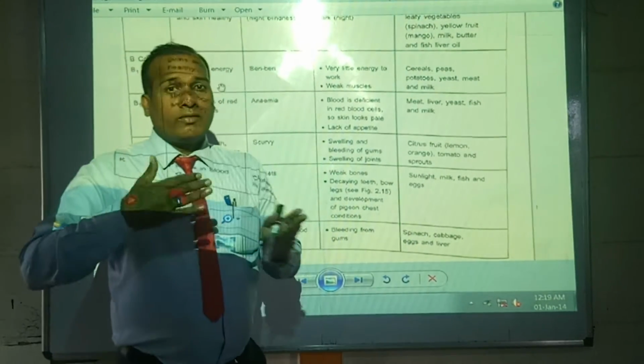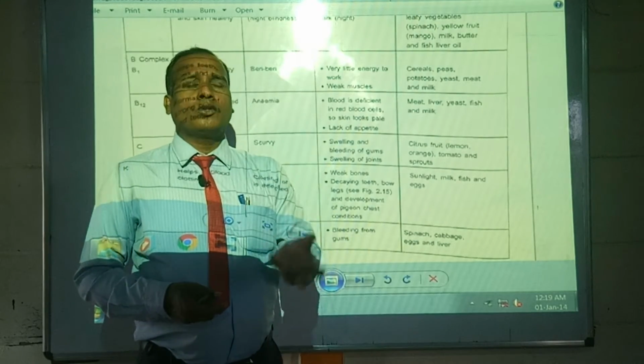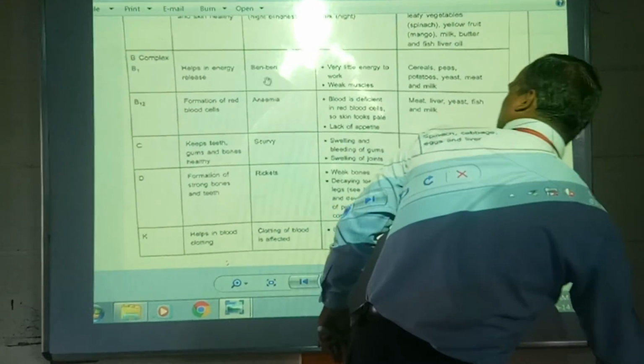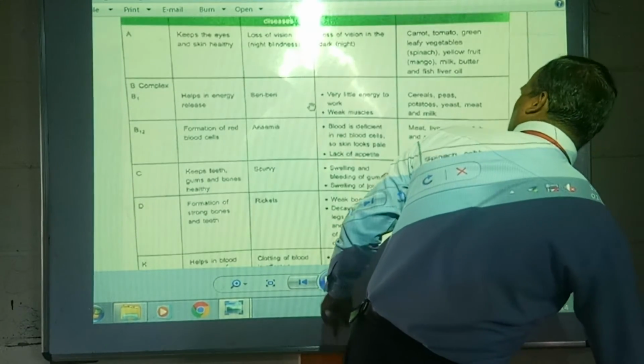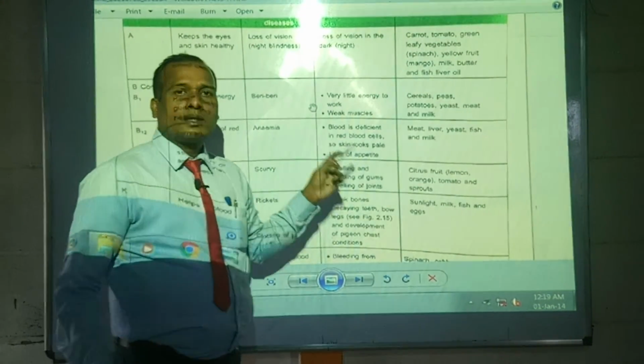B12, and what does it do? It helps in the formation of red blood cells. That means your blood will increase. Okay, and due to deficiency of B12, we will face anemia.